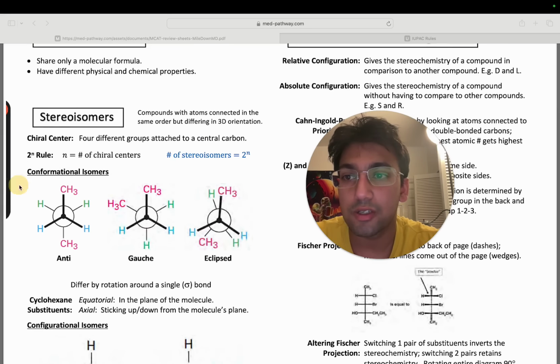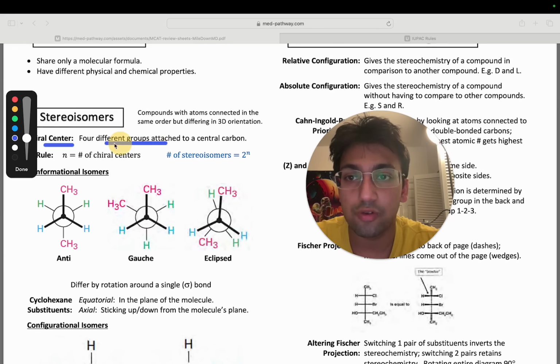Now stereoisomers again need chiral centers, which means that there's 4 different groups attached to the central carbon. If you have something like methane, for example, you're not going to have 4 different groups, and so that is not a chiral center.